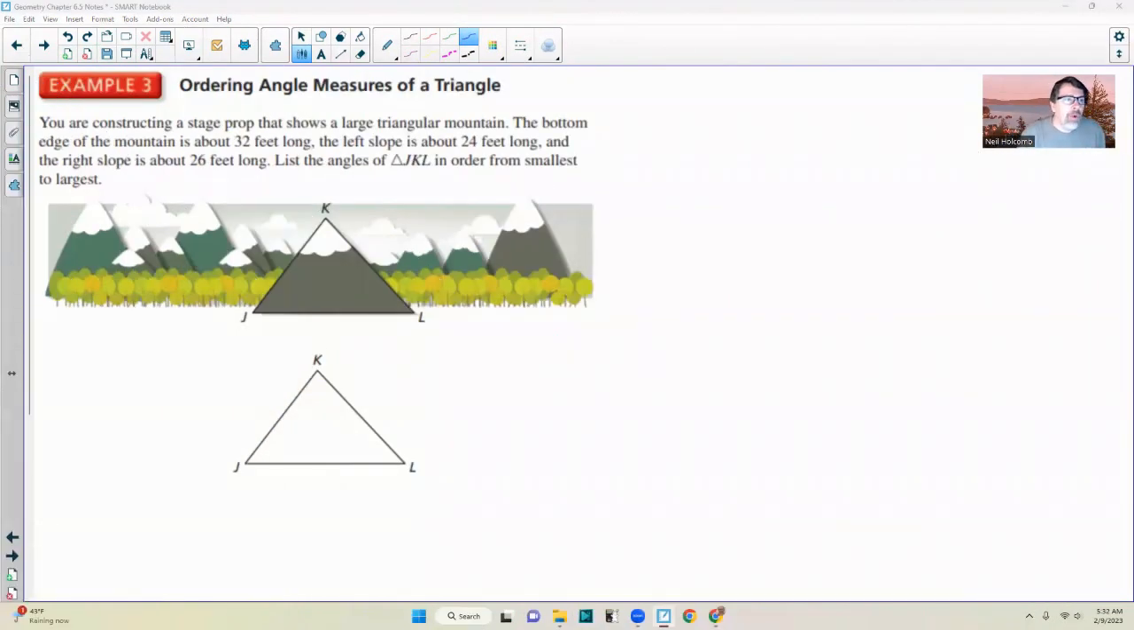Okay, example 3, ordering angle measures of a triangle. So they gave us this diagram. What I did was take the triangle that is supposed to be a mountain and move it out. I copied it and brought it down here for us.